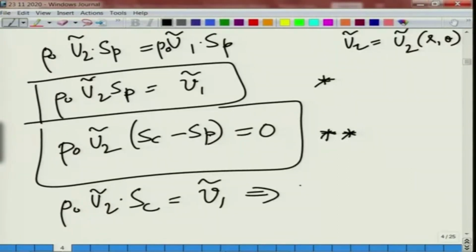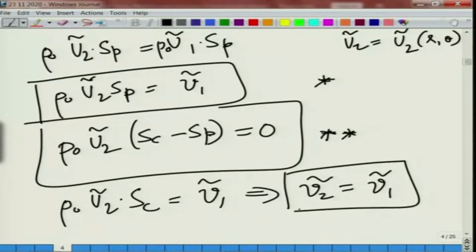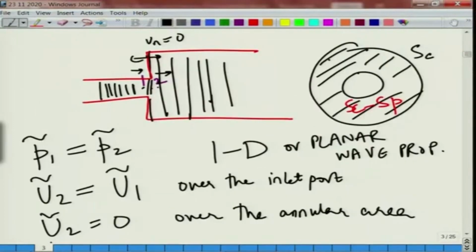So, this implies rho naught u2 tilde into SC is nothing but V2 tilde is equal to V1 tilde. So, this is what we get, V2 tilde is equal to V1. So, basically the mass velocity is constant. If you have this kind of a thing, then P2 is equal to P1, that is given, and the field continuity conditions are more fundamental rather than the mass velocity conditions. So basically mass velocity follows from enforcing the field continuity conditions.